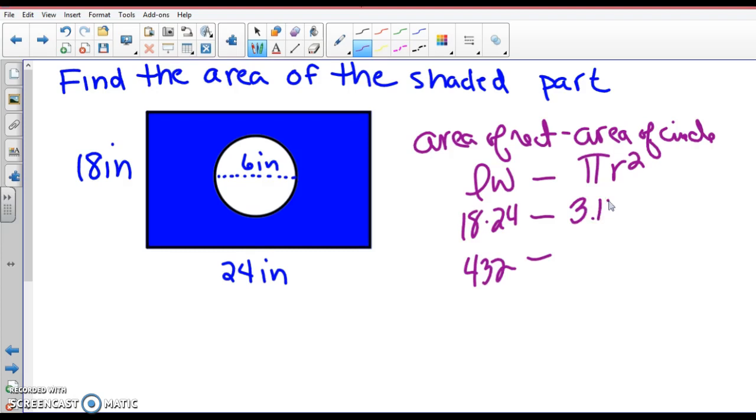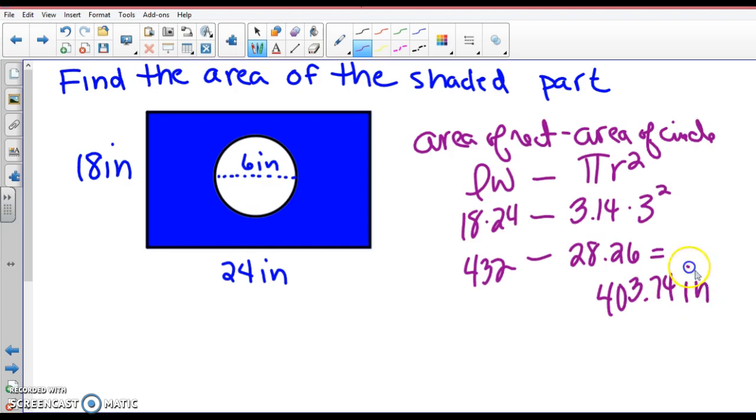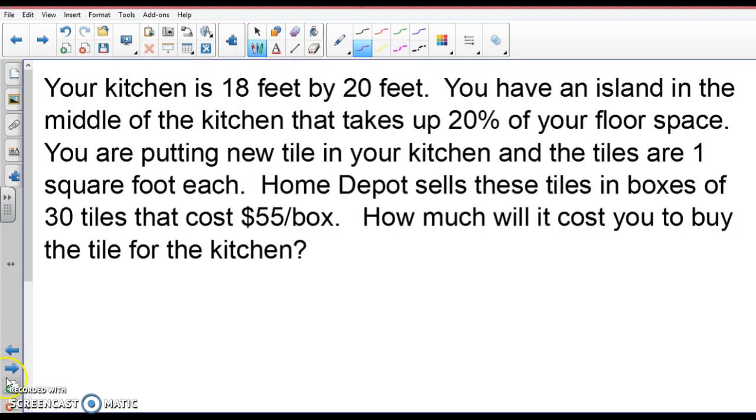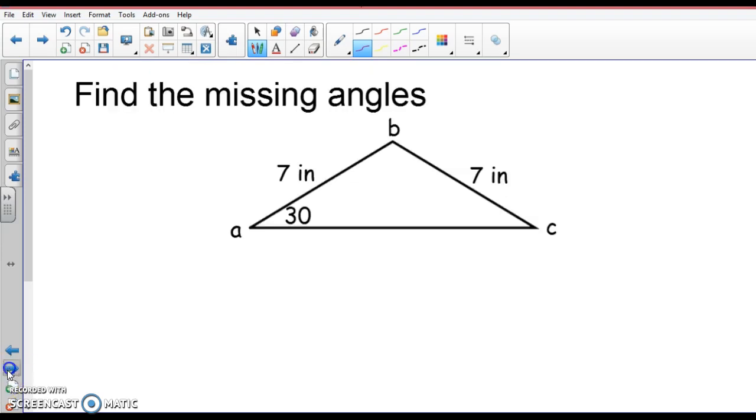So 3.14 times. This 6 is the diameter, so the radius is going to be 3. I get 28.26. And if I subtract that from 432, I get 403.74, and it's inches squared. So that leaves me with the blue area. We're not going to do that.